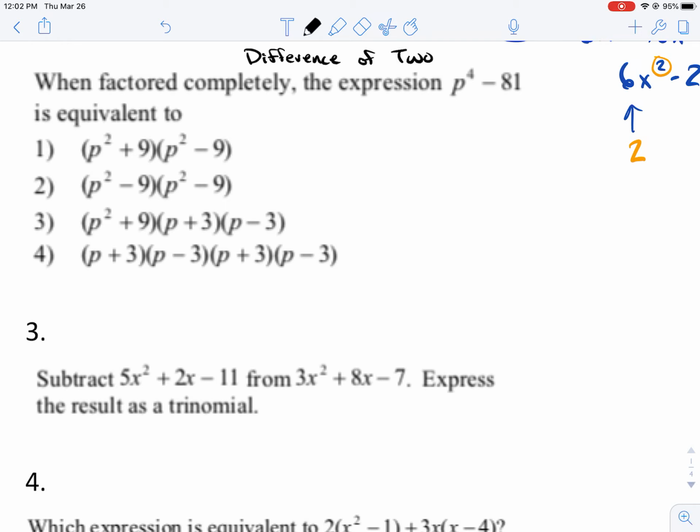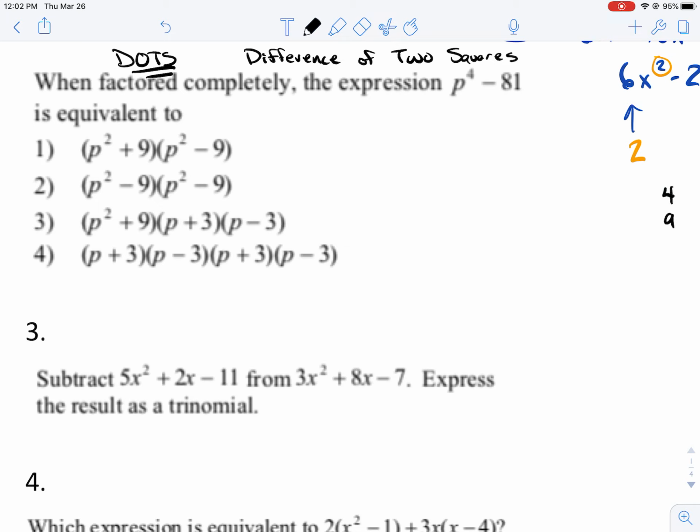of two squares, aka perfect squares, all right? And so our numbers that are perfect squares go as follows.